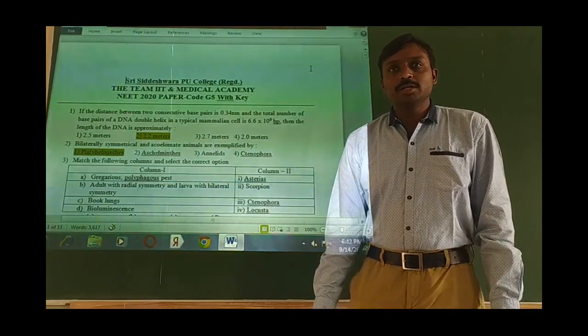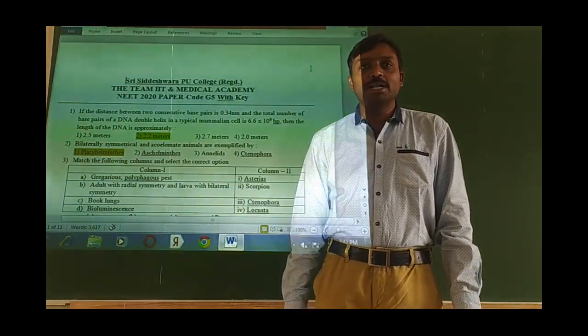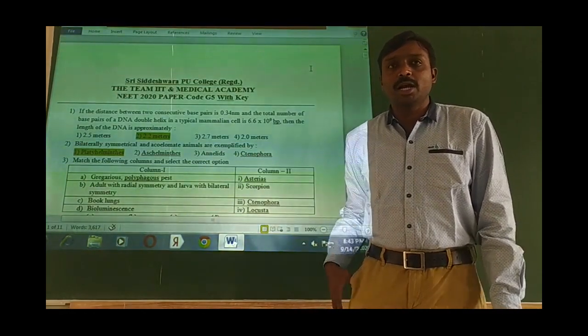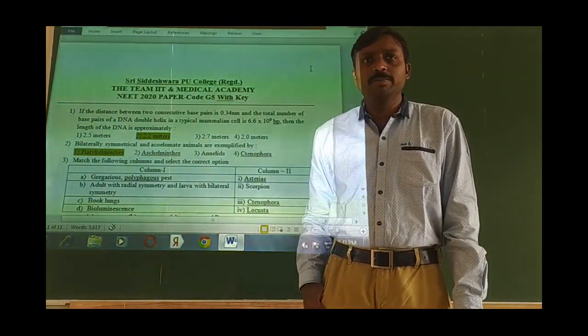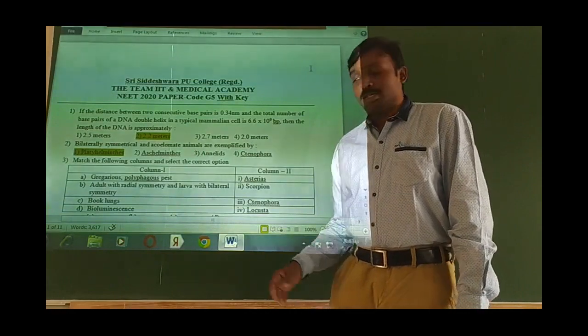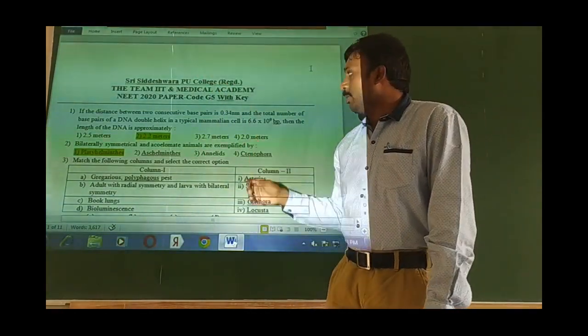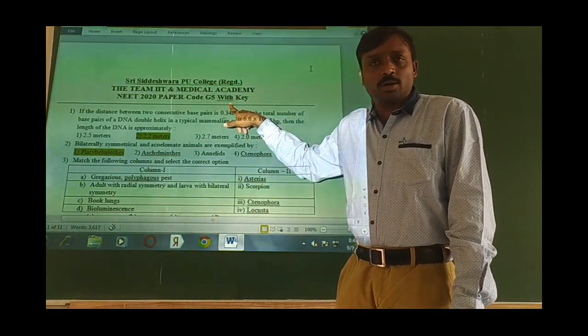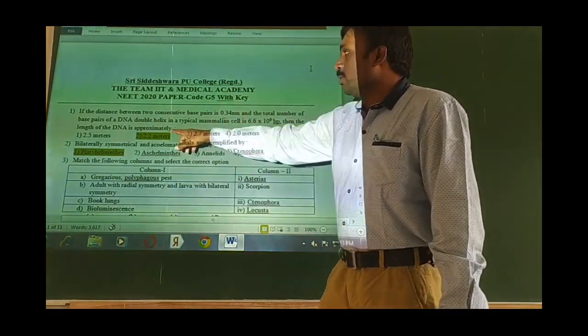Welcome to the key discussion of Biology 2020 NEET, which happened on this last Sunday. So, let us start with the discussion of the question paper. I am going to deal with the G5 code question paper. The first question goes like this.